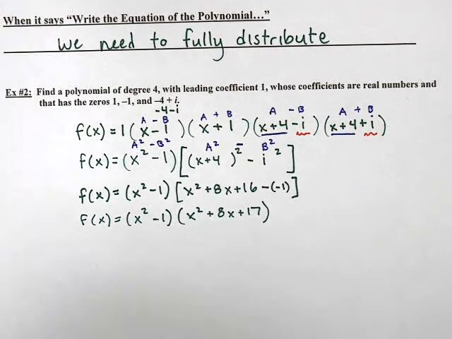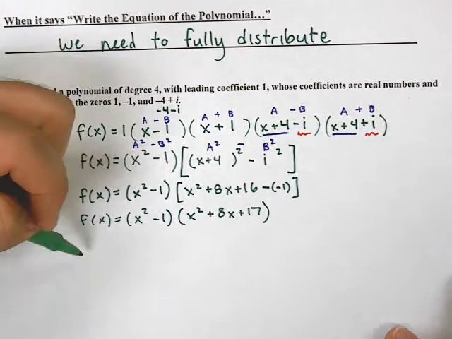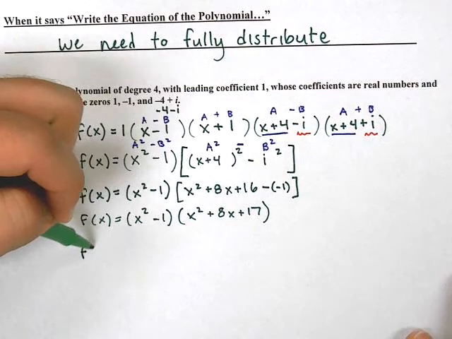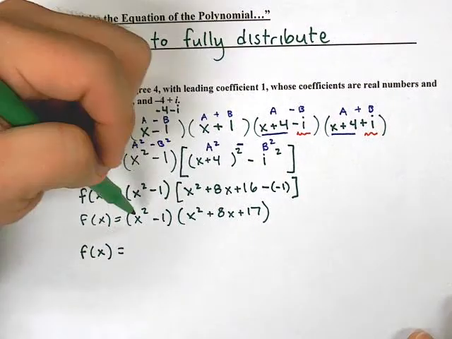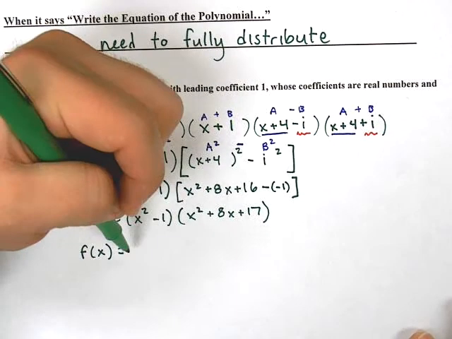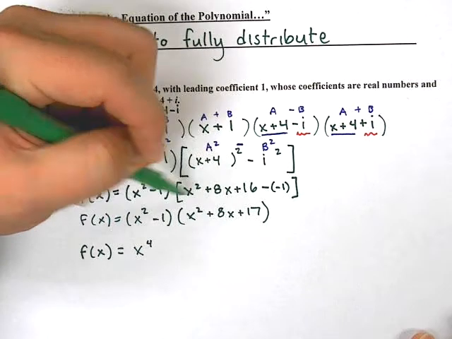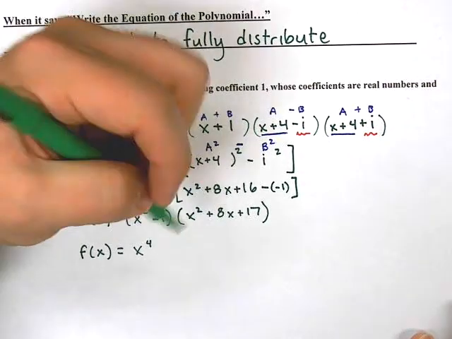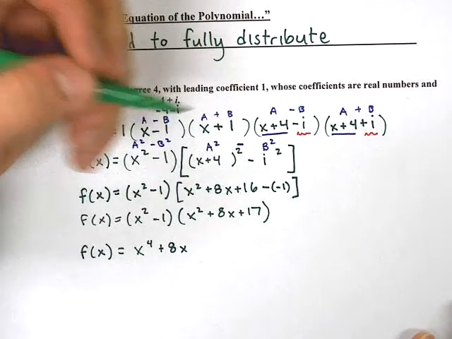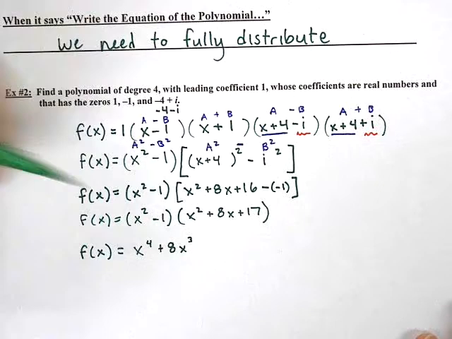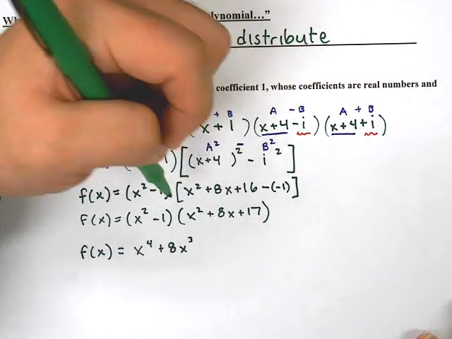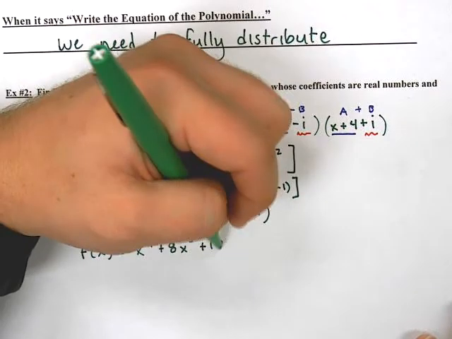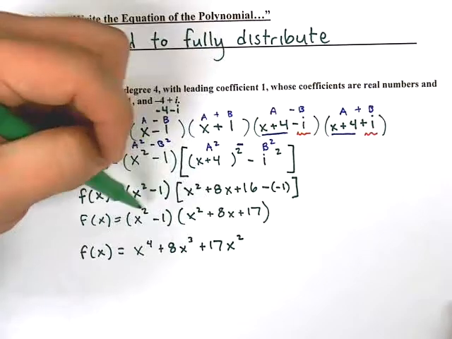All right, let's see here. One thing I will try to do, though, is stay a little bit more organized. I'll show you what I mean by that, okay? So when I do x squared times x squared, I get x to the fourth, and then x squared times positive 8x is plus 8x cubed. And then what do we got? 17x squared? All right, that's when I distributed all of that.